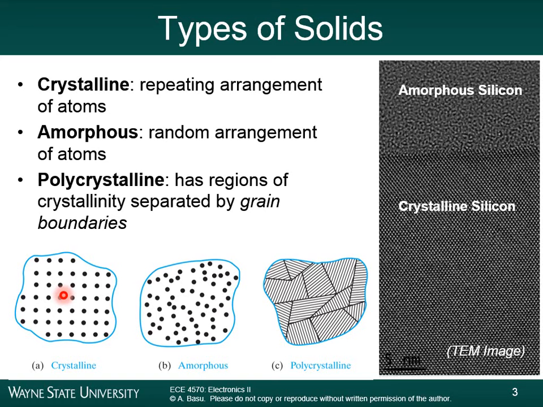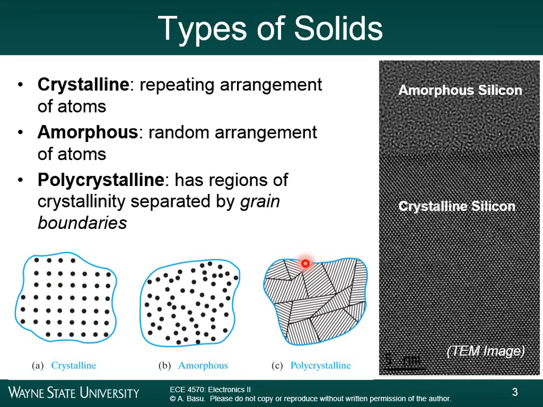The material flows more because it has a random arrangement of atoms. A polycrystalline material is something in between. This is where you have regions of crystallinity. You can see here that you have these crystalline regions, and then you have other crystalline regions here, and they're connected together by these things called grain boundaries. So the definition of polycrystalline is that it has regions of crystallinity separated by grain boundaries. You can imagine that a polycrystalline material will have some properties of crystalline materials and some properties similar to amorphous materials. It's something in between the two.